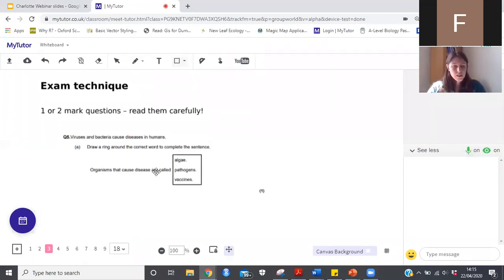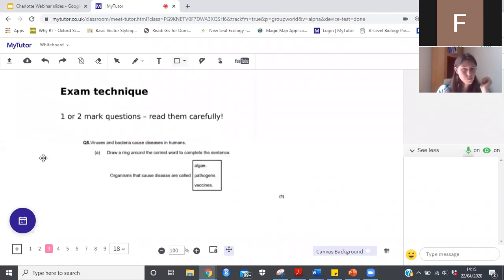So, 1 or 2 mark questions. Got a quick question that's come in on the question and answer session. What is algae? Algae are different again. They're another type of organism. They don't cause disease, so we haven't looked at them in this module at all. You'll look at them a little bit more when you look at different families and how we classify different organisms as part of the course.